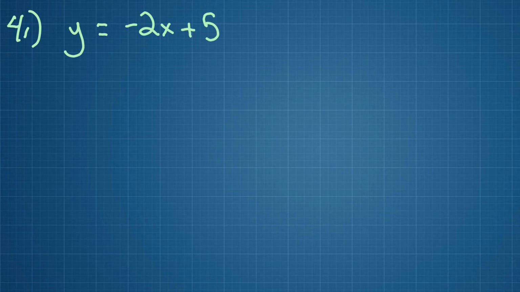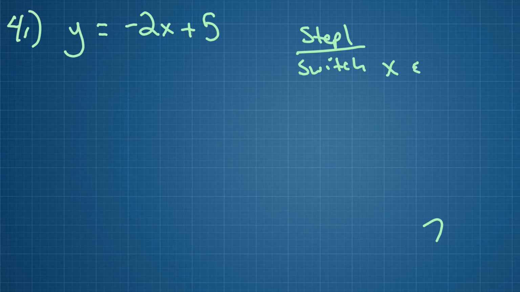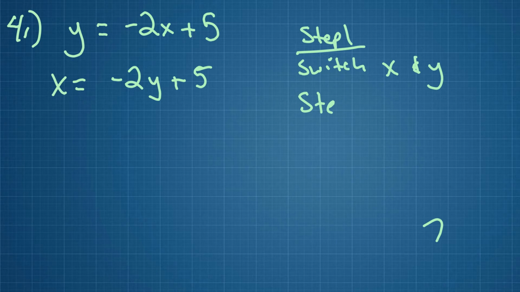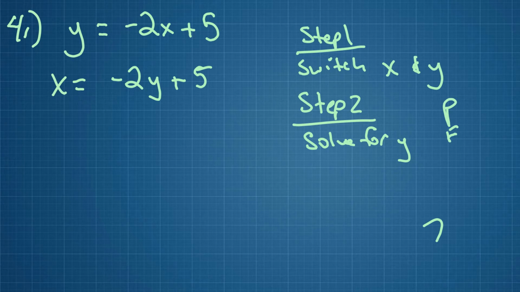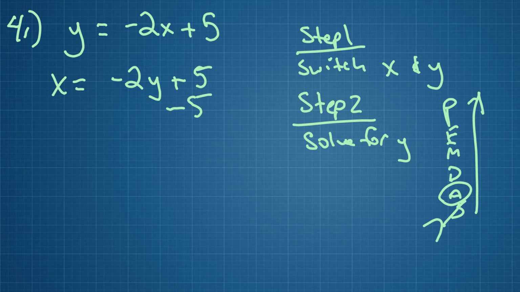All righty, so number 4, we have one function. We're going to find the inverse. So step 1 says to switch x and y. So all I do is I write x equals minus 2y plus 5. Step 2, solve for y. Now remember, you're going to use PEMDAS backwards. So I look for any subtraction. I don't see any subtraction. I see some addition. That's why I subtract 5 from both sides first. So I have x minus 5.